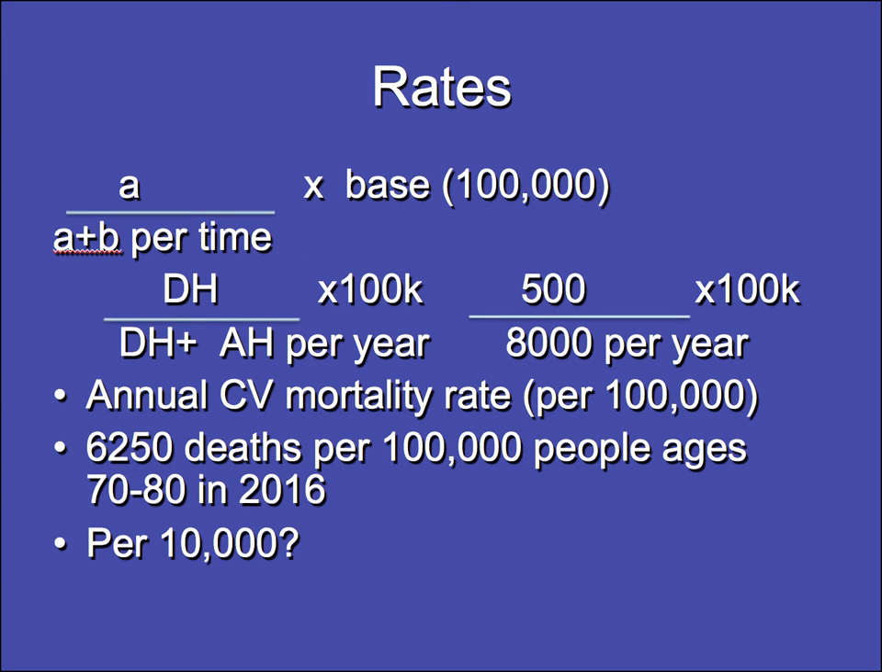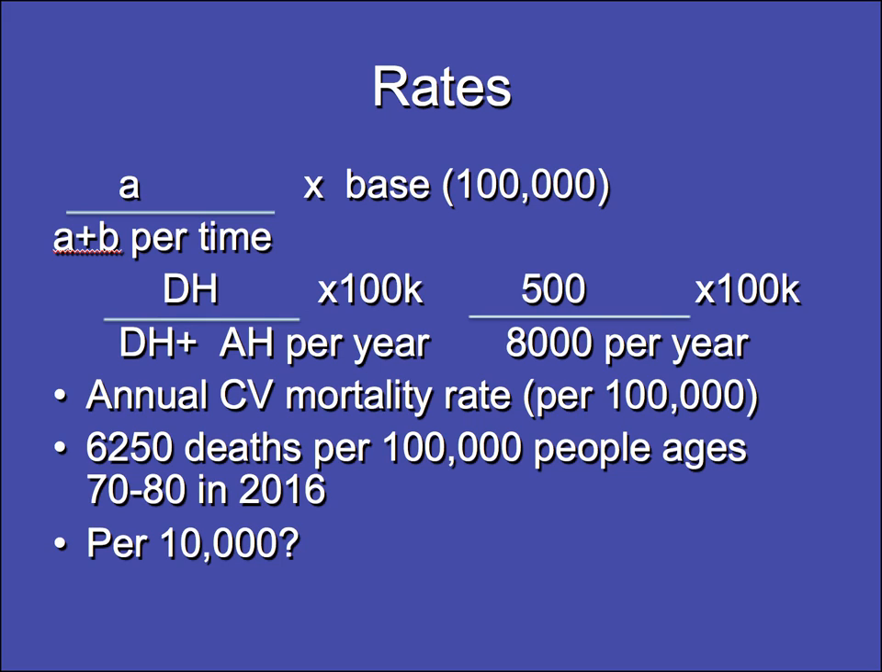Lastly, rates have the units of proportion, the A over the A plus B, but then they also incorporate time in the denominator. And it's often multiplied by some type of base, like per 100,000 people. This is how often this event occurs. So I have some codes here. DH means those that died with heart disease versus AH is those that were alive with heart disease.